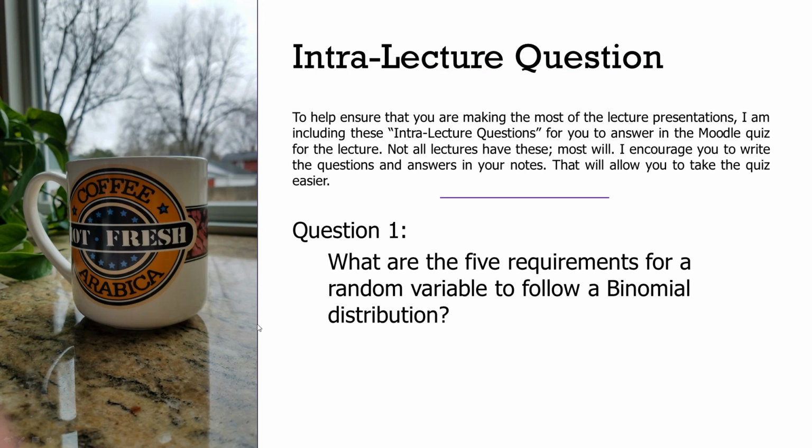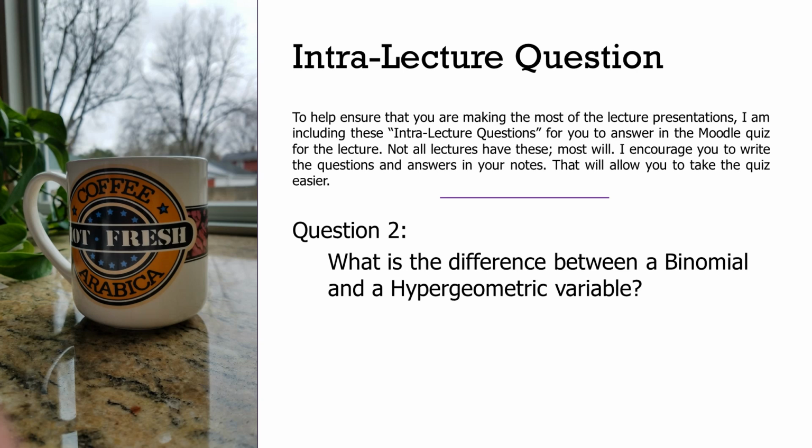Which brings us to the 3 intra-lecture questions. Question 1, what are the 5 requirements for a random variable to follow a binomial distribution? Yes, this is for the binomial distribution. You must know those 5. 2, what's the difference between a binomial and a hypergeometric variable? And question 3, what's the difference between a binomial and a Poisson random variable?